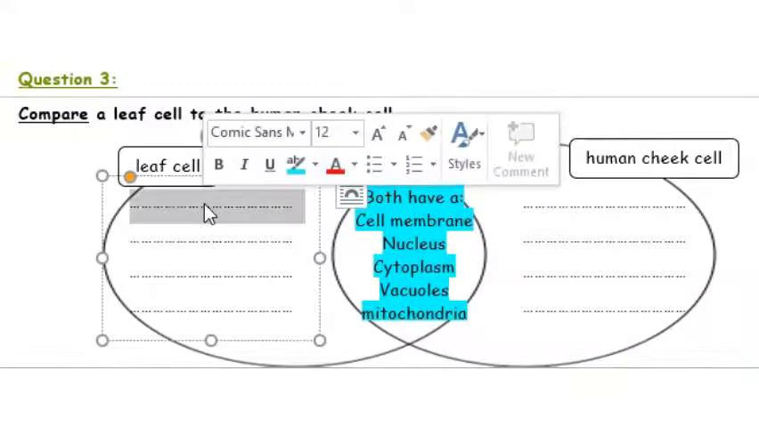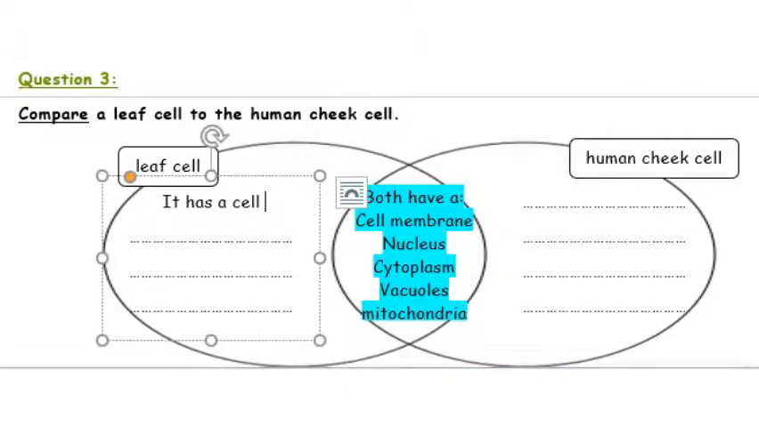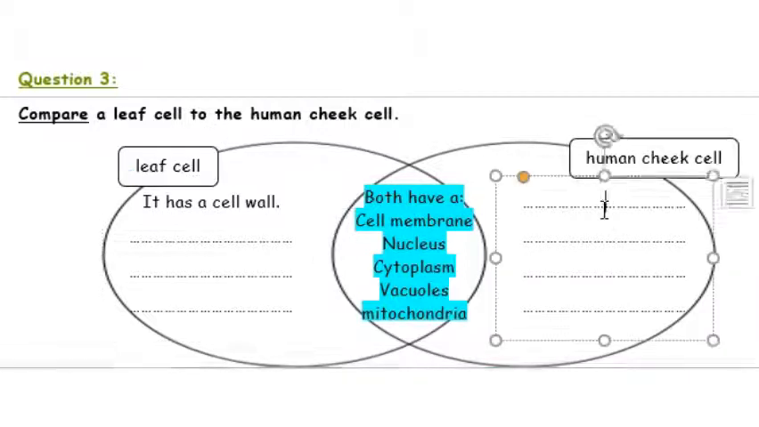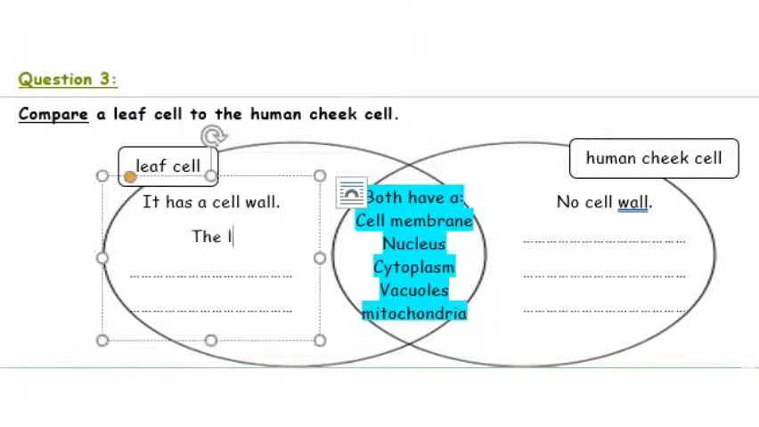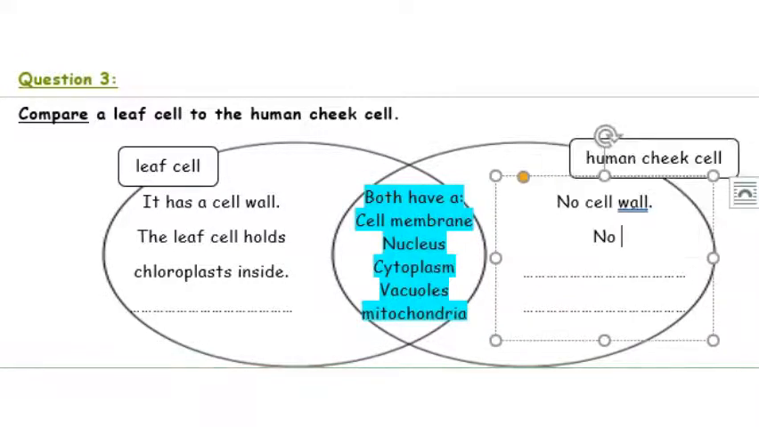Now, let's start comparing them. The leaf cell, since it's a plant cell, has a cell wall, while the human cheek cell has no cell wall. What else? The leaf cell holds chloroplasts inside, right? But this side, no chloroplasts. We do not need chloroplasts in our bodies.